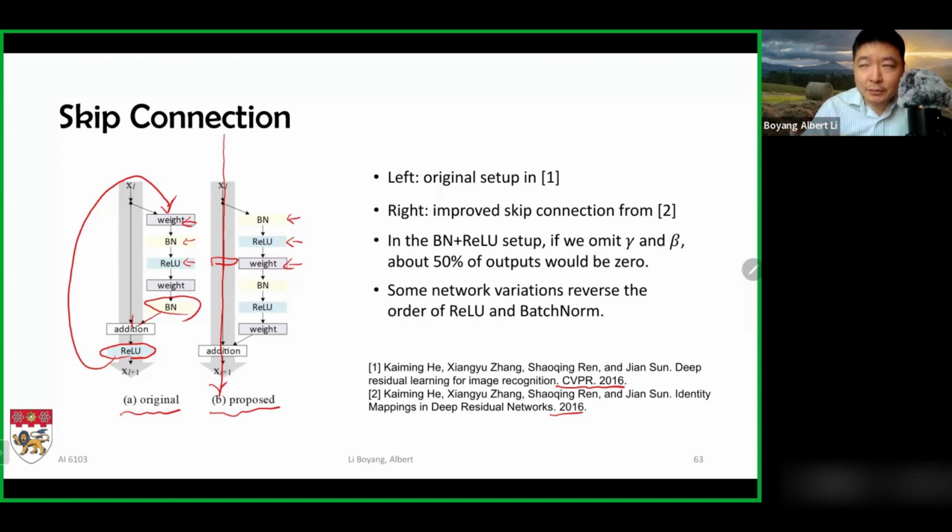And with this setup, the authors managed to train neural nets up to 1,000 layers. And obviously, these days, nobody uses networks of 1,000 layers, or maybe very few people do that. But this does demonstrate the power of the skip connection.